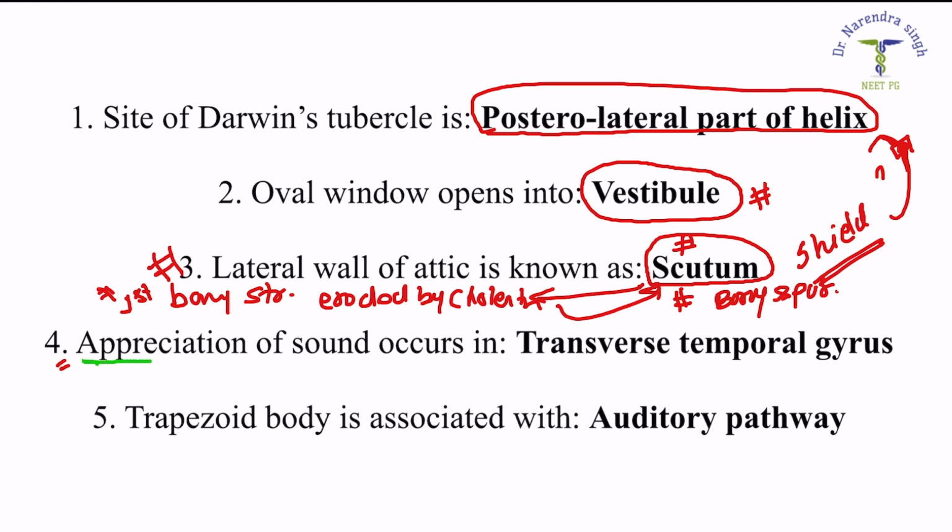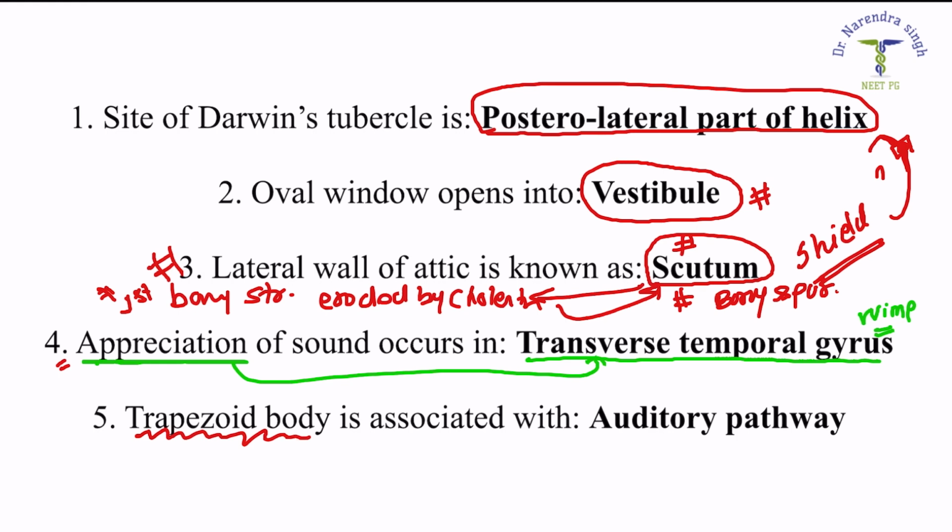Now coming on to the fourth question, which says appreciation of sound occurs in. Appreciation of sound occurs in transverse temporal gyrus. This is a very, very important question we have to keep in mind. Okay. Next question, question number 5, says that trapezoid body is associated with. Trapezoid body is associated with auditory pathway.